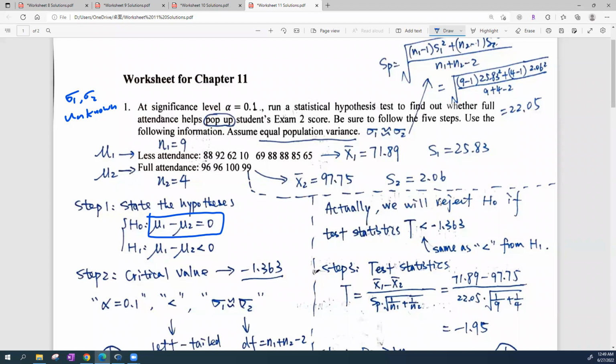And for the alternative hypothesis, we have to look at the question: whether full attendance helps pop up students' exam 2 grade. That means we want to do a test to check the claim that full attendance students get better grades, and mu1 is less attendance, mu2 is full attendance. So that means mu1 is less than mu2, right? Although it's pop up, we have to look at the population definition. So that means mu1 minus mu2 smaller than 0 based on the claim.